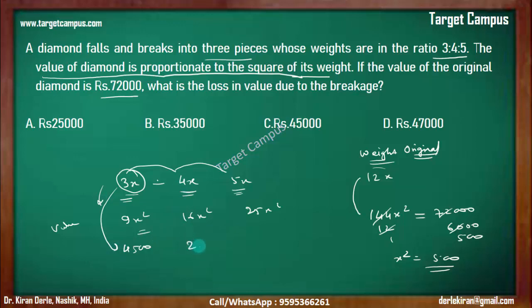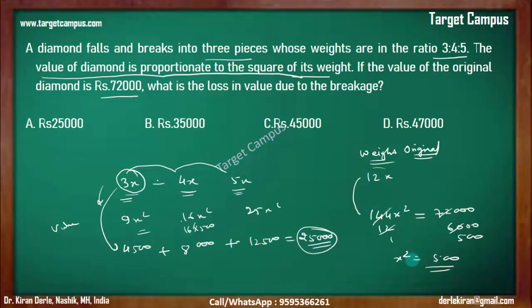This 4 into 500 is 2000. 5 into 500, sorry. This is 16 into 500 is 8000, and this is 25 into 500 is 12,500, right? So the value of these pieces has come down to 4 plus 8, 12, 12 plus 12, 24, 25,000, right? So the value of these pieces is 25,000 after breakage, right?